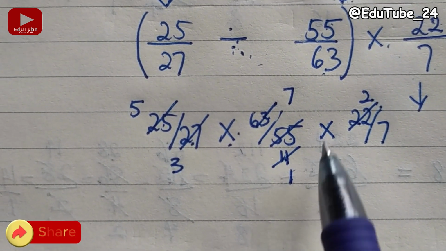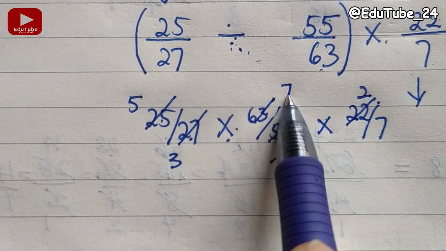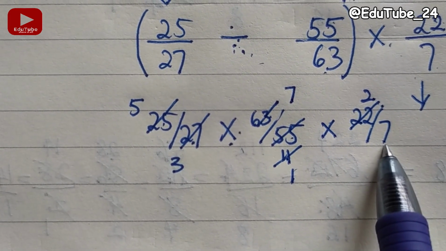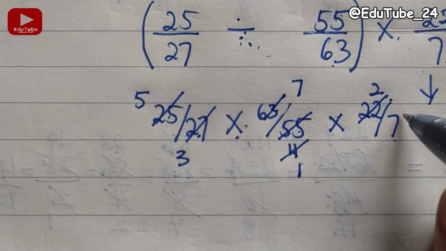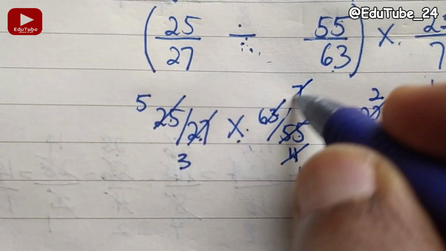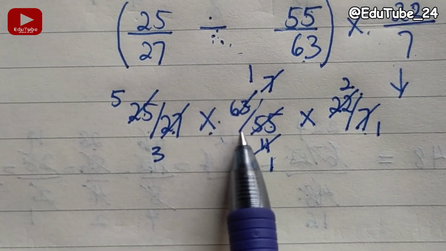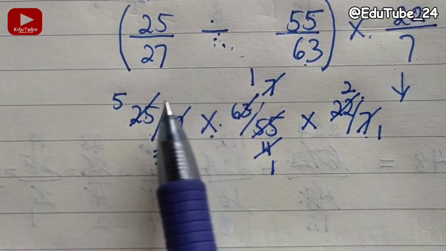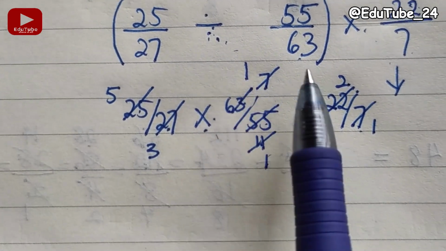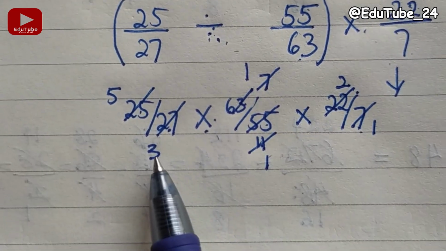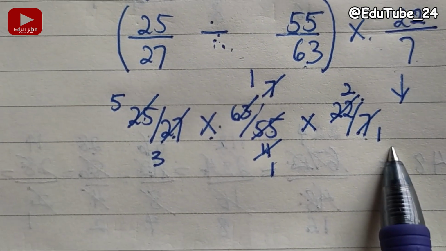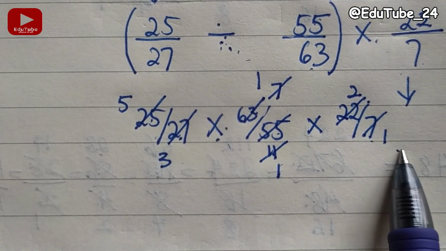And then if I look again, I will see that in the numerator here, I have 7 now. And in the denominator here, I have 7. So that means 7 can still cancel out 7. So 7 here, 1. And 7 in this 7, I have what? 1. So now looking critically, I will see that in the numerators now, I have 5, 1, and 2. And in the denominator, I have 3, 1, and 1. So basically, nothing else can simplify further.